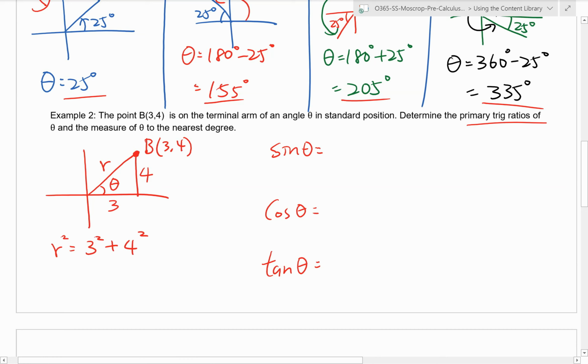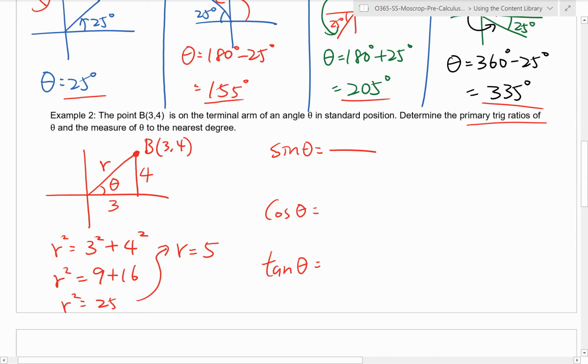So r squared is equal to 3 squared plus 4 squared. That's a squared plus b squared is equal to c squared. So r squared is equal to 9 plus 16. Add them together is 25. Solve for r by square rooting both sides. You should get r equals 5. Again, that's the 3, 4, 5 triangle.